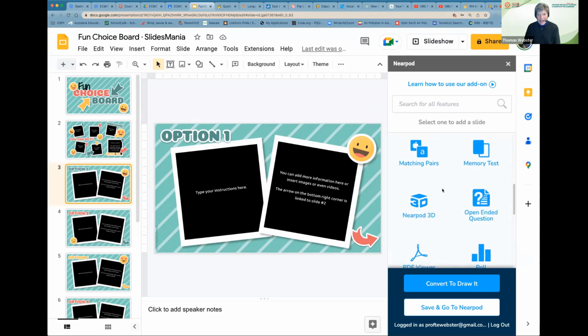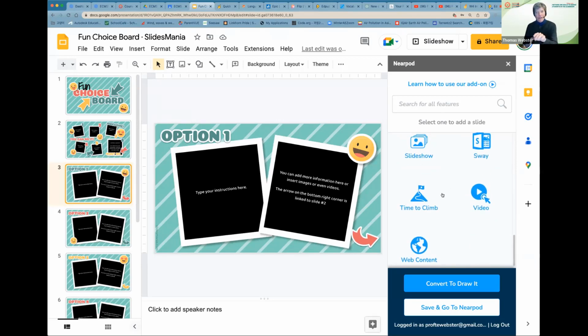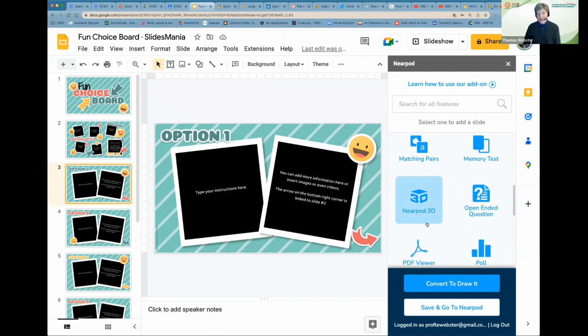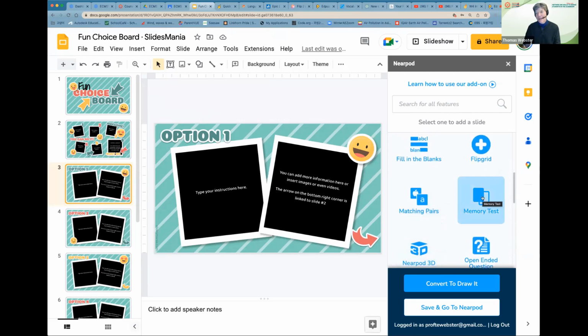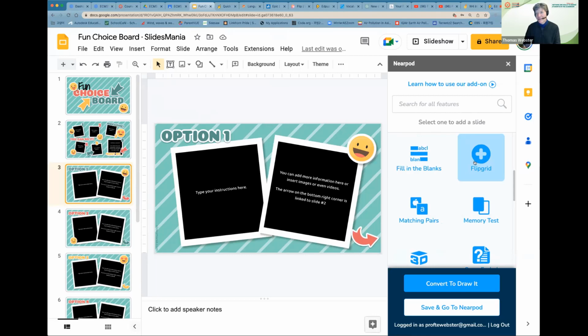So again, you can add any kind of interactive. These are all interactive activities here, games that you can add to your show. So this is something you show your slides in, in the classroom. You have your lesson going, but then you decide, I want to check to see if students are paying attention to this part. So I can have any of these activities, a matching pair activity, a memory test to see if they're paying attention. I can add Flipgrid. Again, these are all integrated, and how you figure it out is just by clicking them. That's how I figured it out.